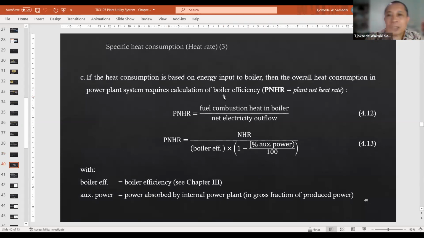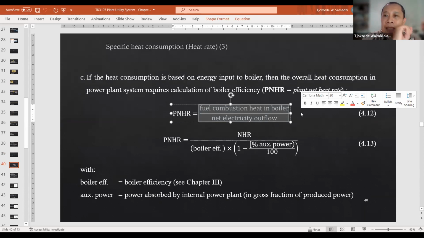what is the difference between this one and the previous one? In the previous one, the energy input is the steam, the inlet steam enthalpy to the turbine. Okay, so in GHR or NHR, we disregard, we ignore the energy losses or the energy consumed by the boiler. Okay, jadi perbedaan antara PNHR dengan GHR dan NHR adalah yang sebelumnya tadi itu energi inputnya sudah berbentuk steam, sudah berbentuk enthalpy steam. Kita abaikan energi yang habis di boiler.